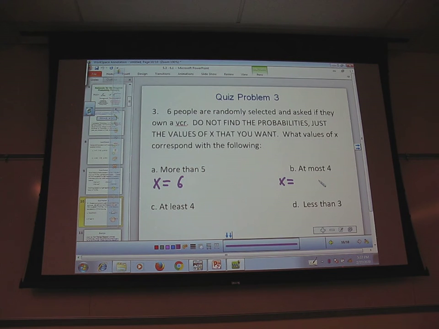6 people, at most 4 of them have a dog. How many is that? So someone give me a number. What's one number that I could use? 0. Don't forget 0. You can always have 0 successes. 0, 1, 2, 3, or 4. Good? Those are the numbers that x can be.